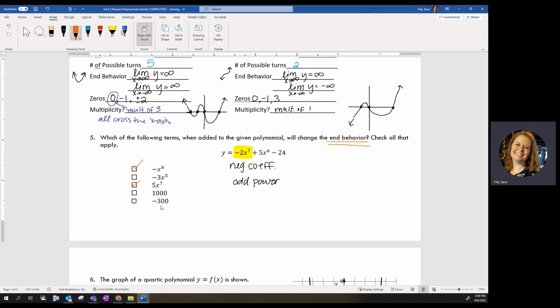If I tacked on a constant, neither of these have an x, that's not going to affect my end behavior because it won't change this leading term. So only those two would change the end behavior.